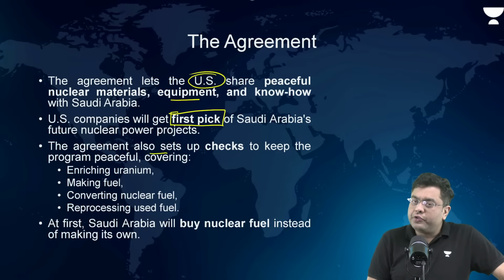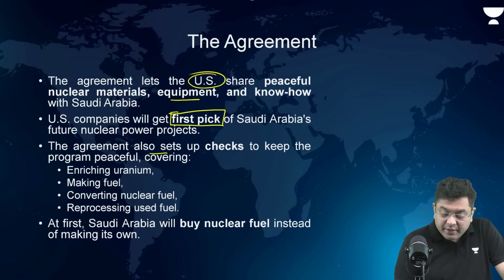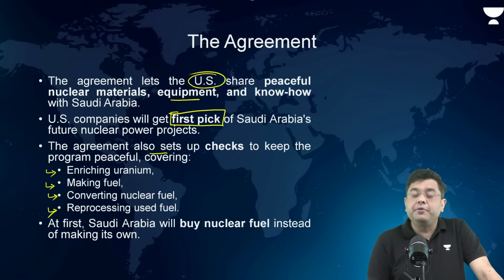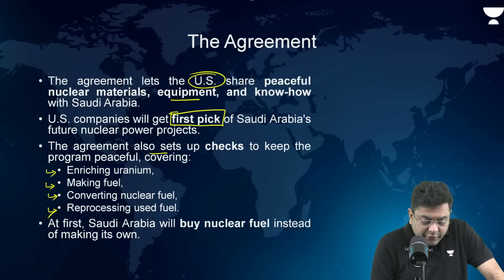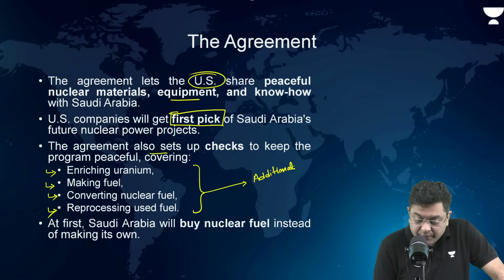The agreement also sets up checks on the peaceful program, right? Here, covering the enrichment of uranium, making fuel out of the uranium, converting nuclear fuel, and reprocessing fuel. So, this is where additional protocols have been signed. These are covered under additional safeguards.